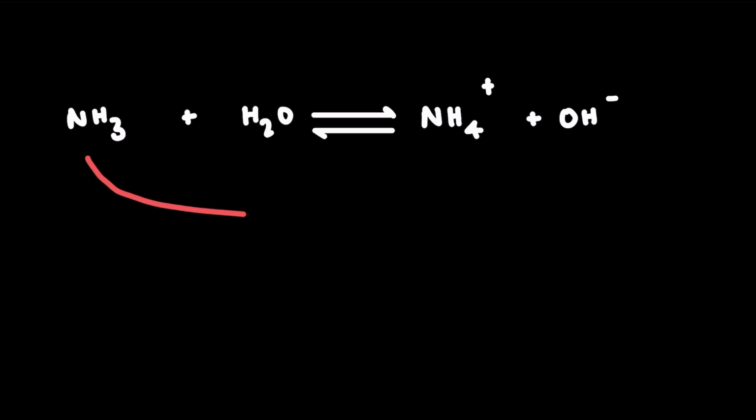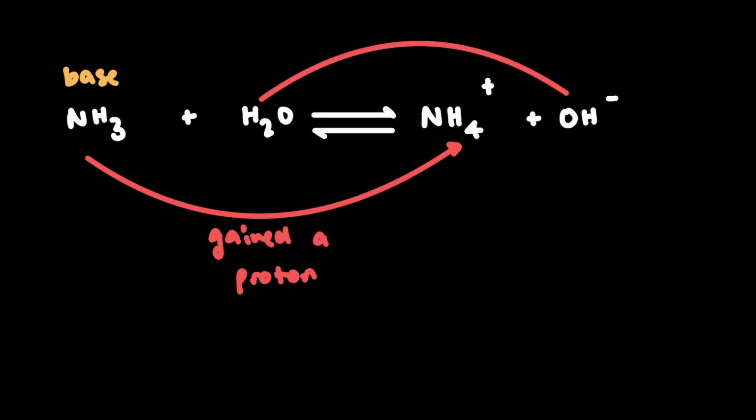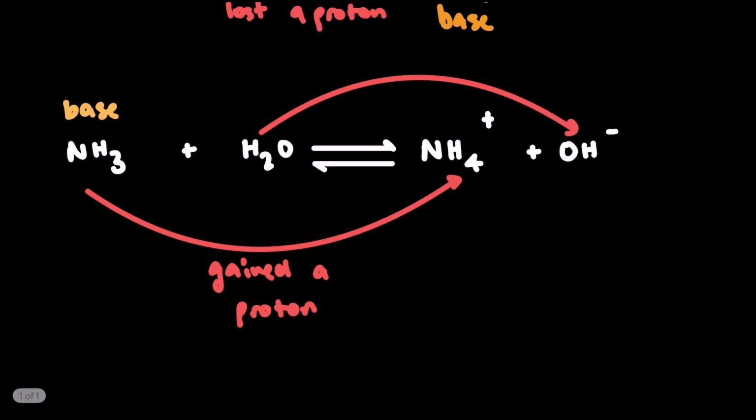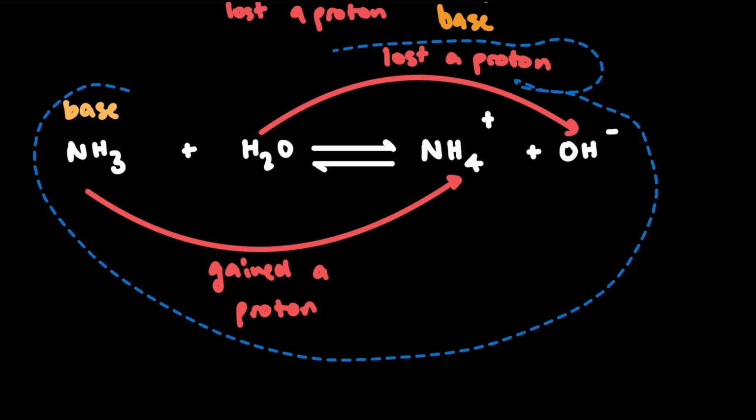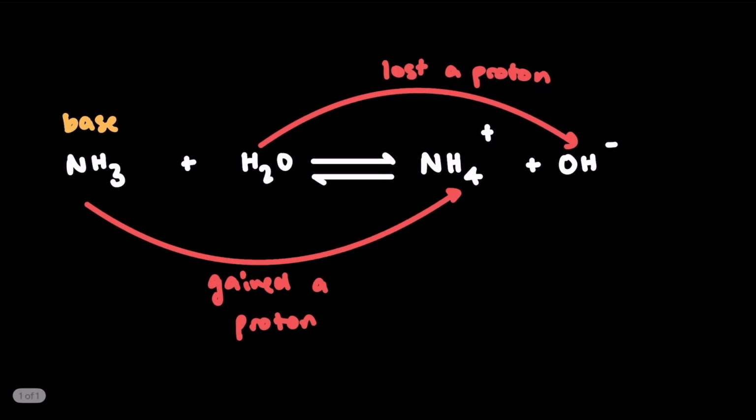So once again, this here is a base because it gained a proton. That means this is a base. And water in this example is an acid because it has lost a proton. And that's how you can identify whether something is an acid or a base.